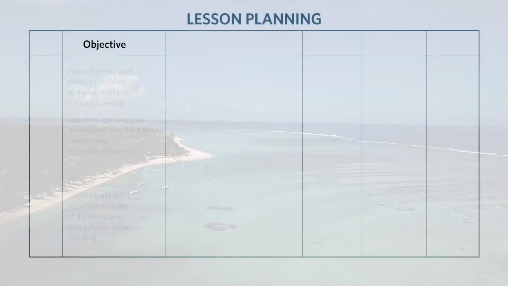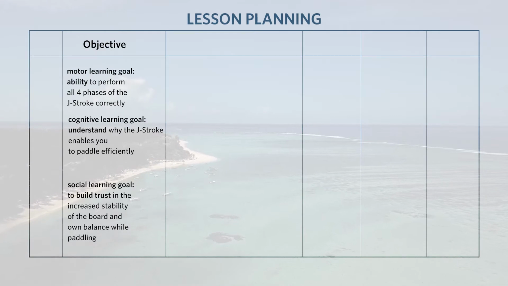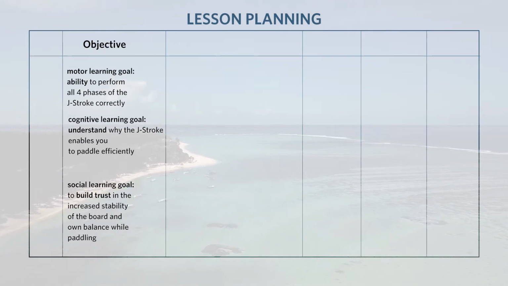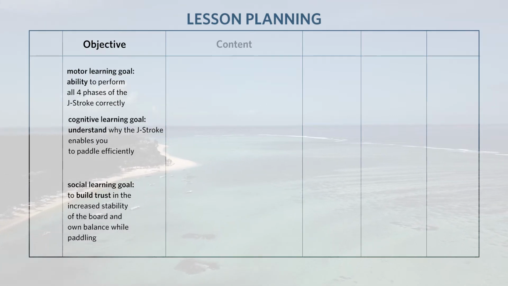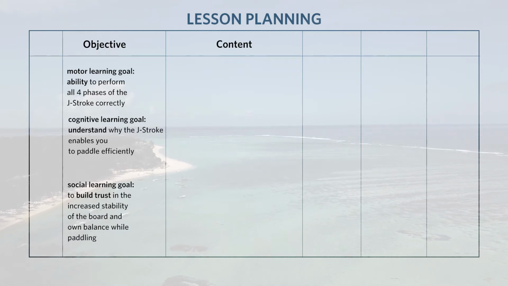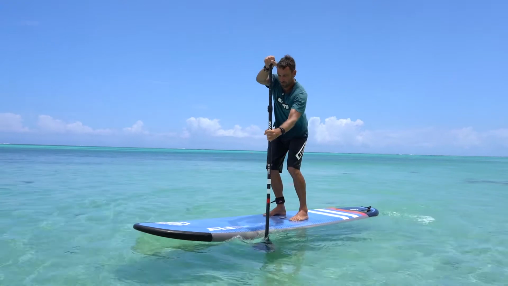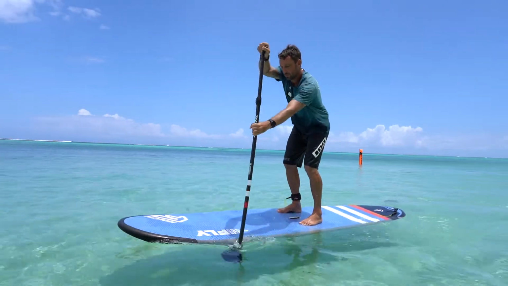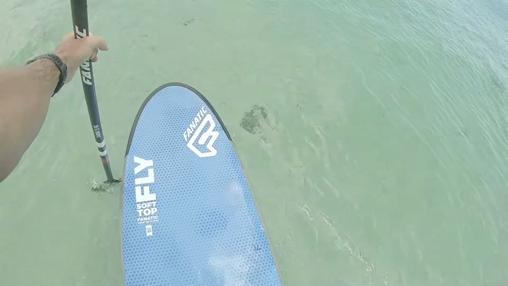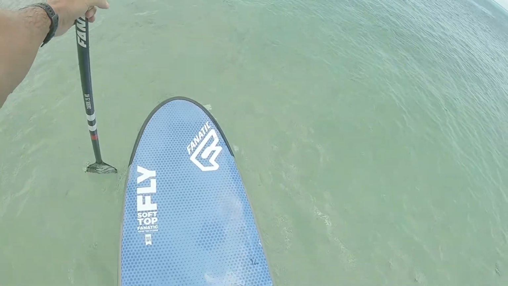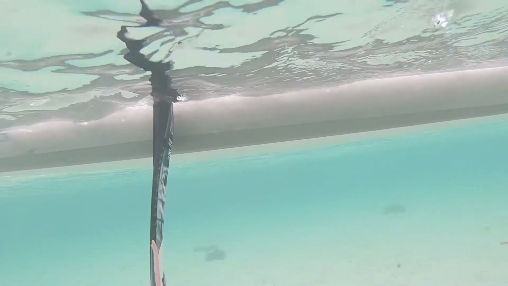After the lesson objectives are clearly defined, corresponding exercises and tasks need to be chosen, which will build the content of your lesson. A good exercise in our example could be: try to place your paddle as far forward as possible in the water, lock it in place and pull the board towards it.